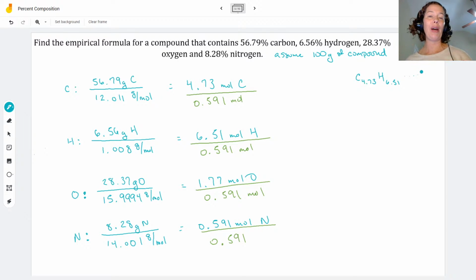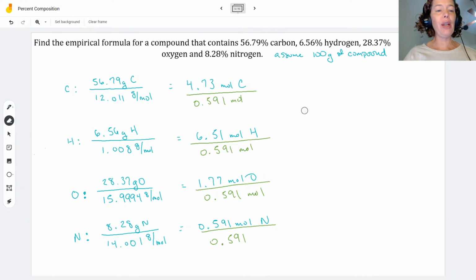That does not exist. We need whole numbers. We know that compounds exist in whole number ratios. You cannot have 4.73 atoms of carbon. That is not possible. So what we're looking for is whole numbers, which means when you do these calculations, you should find a number that is very close to a whole number. So, let me switch back to my green. So this ratio here is 8. And it's not necessarily 8 exactly, but it's close enough to 8 that all you need is 8.